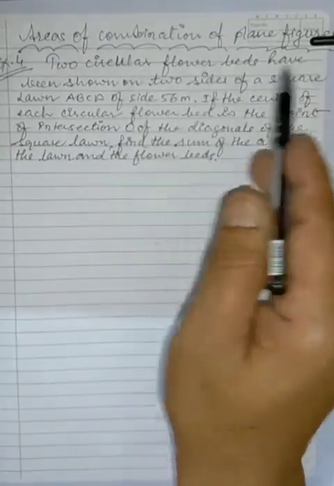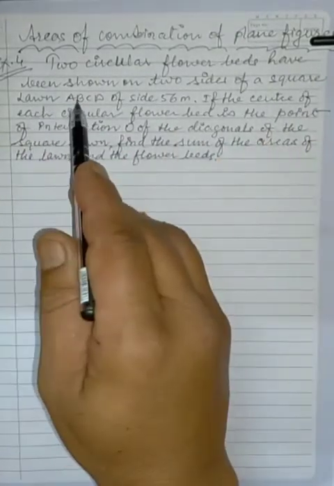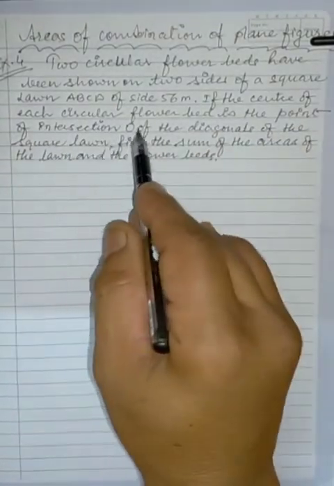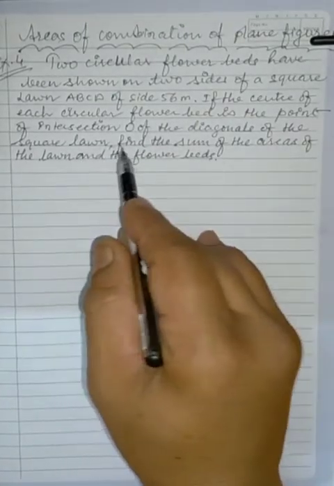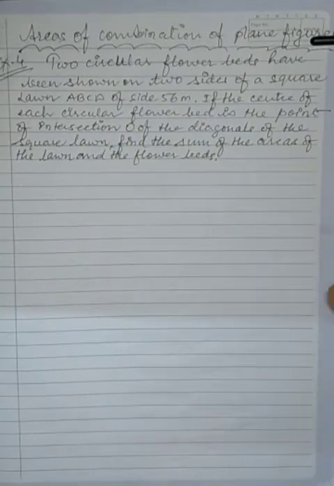Two circular flower beds have been shown on two sides of a square lawn ABCD of side 56 meter. If the center of each circular flower bed is the point of intersection O of the diagonals of the square lawn, find the sum of the areas of the lawn and the flower bed.